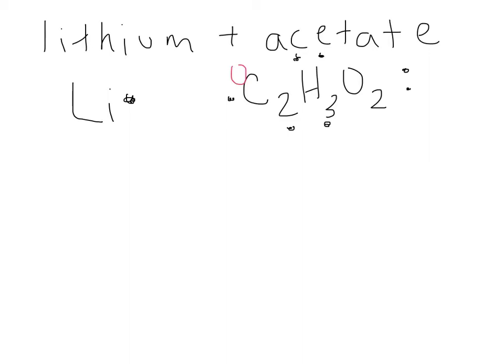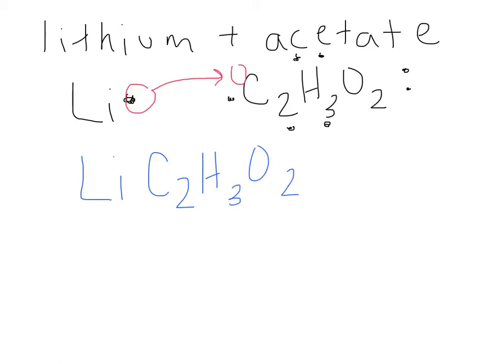My lithium electron here is going to come over and replace the hole for acetate, and all my electrons now have a pair in a home. So I'm going to report what I have. I have lithium, and then I have acetate, C2H3O2, and I write the name of my compound, lithium acetate.